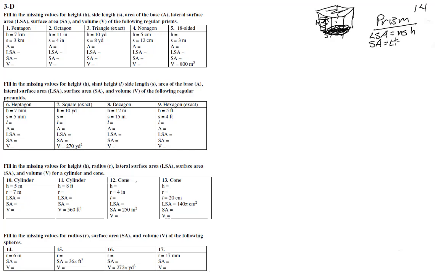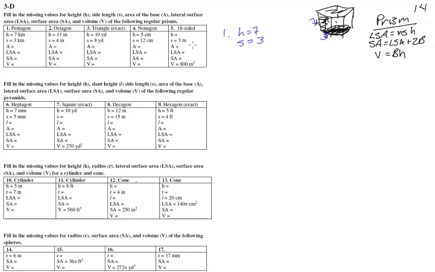For the surface area, you're then going to add the base down here and add the base up there. So it's going to be that LSA plus 2 bases. And then the volume is going to be the area of the base times the height. So let's do that starting with number one. A pentagonal prism, the height is 7 kilometers, h equals 7, and the side length is 3. So we've got 3 here and 7 here.